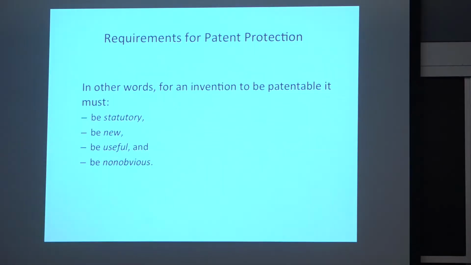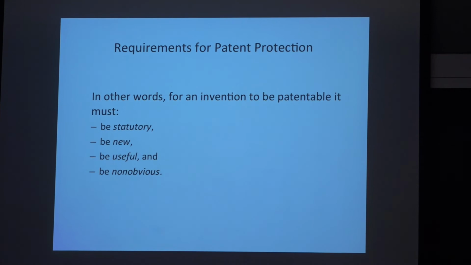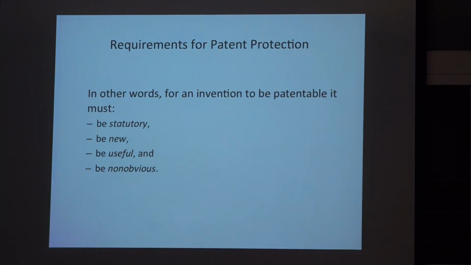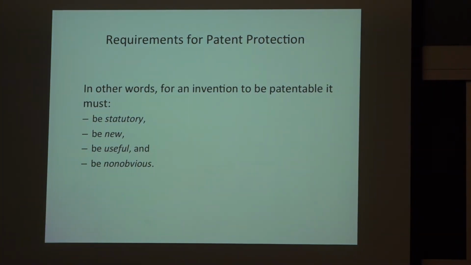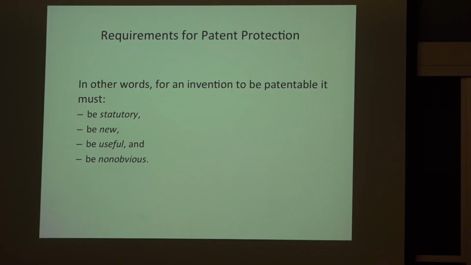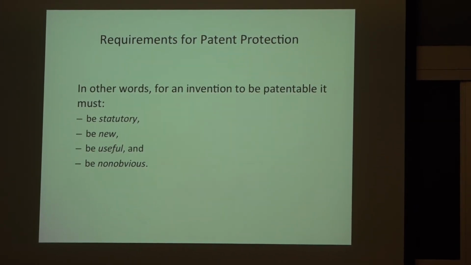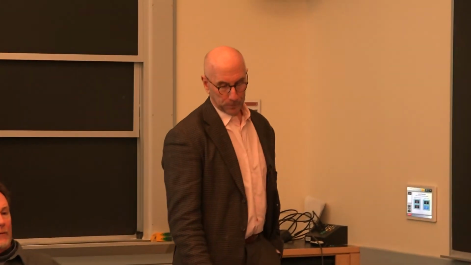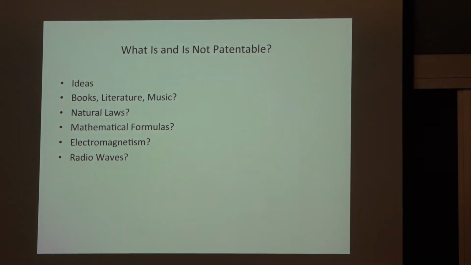These are the key words from the statute. So to be statutory, it has to be new, useful, and non-obvious. That's what the statute says. Those are the guidelines. If your invention satisfies those requirements, it qualifies for patent protection. So, what is and what is not patentable?